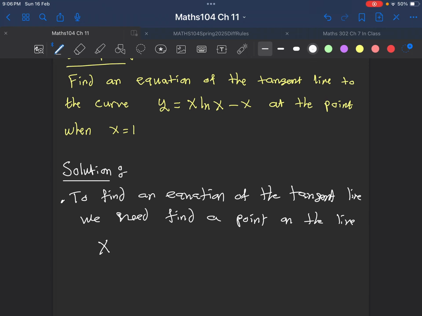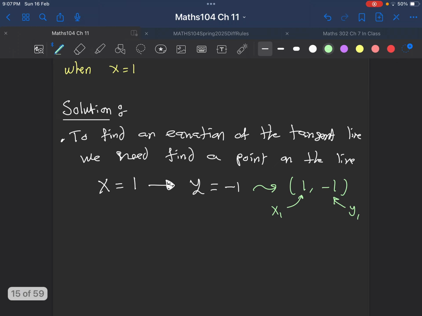Now, what is the point? The point is x equal to 1. So we need to find the value for the y. So take your calculator, substitute x equal 1. The answer will be negative 1. So as a point, you get (1, -1). This is x1 and this is y1. We finish the first part.